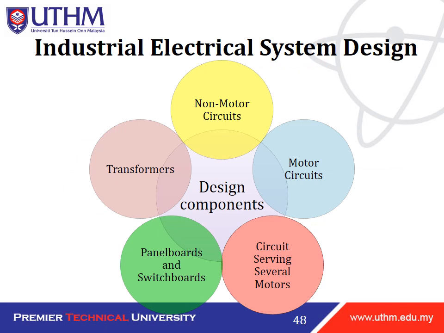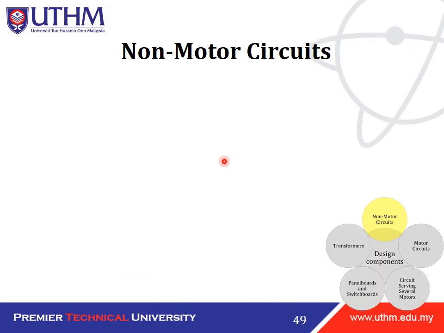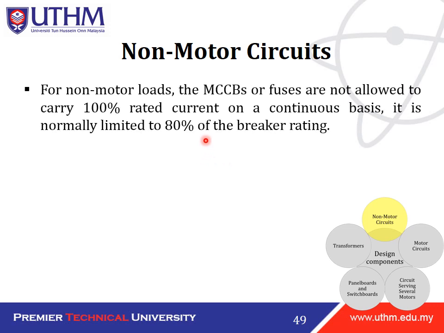Okay, for the industrial electrical system design, we have 5 design components. We have a non-motor circuit, a motor circuit, a circuit serving several motors, a panel box and switch box, and finally a transformer. For non-motor loads, the MCCBs or fuses are not allowed to carry 100% rated current on a continuous basis. It is normally limited to 80% of the circuit breaker rating.